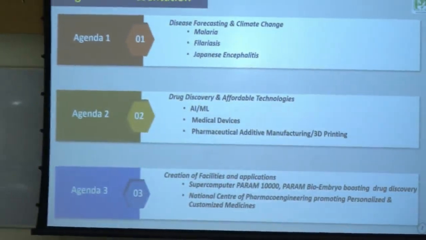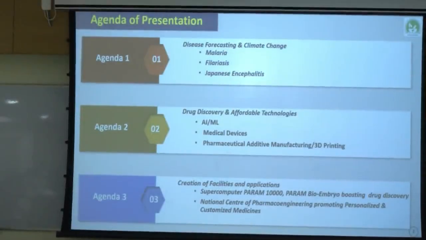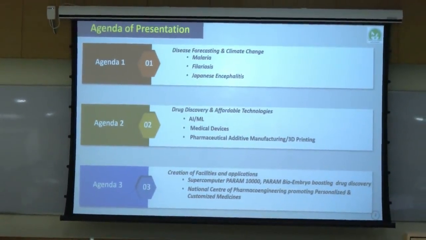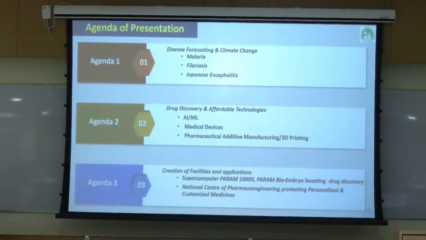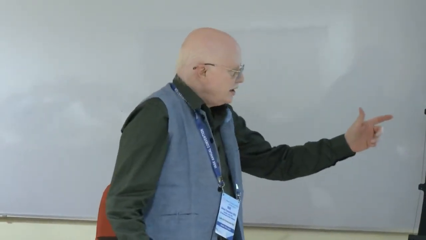First one is disease forecasting and climate change, on 2-3 diseases we have taken up. And second thing is drug discovery and affordable technologies, what we have practically implemented. And the last one is the creation of facility. Creating facility is not an issue. How to make use of it for societal application, especially in the health sector, is our main concern.